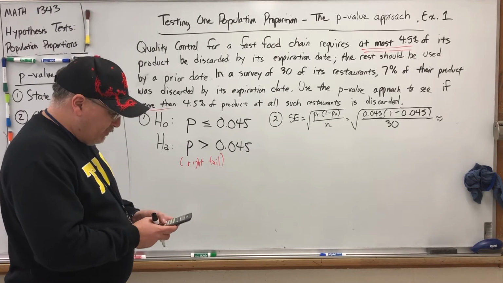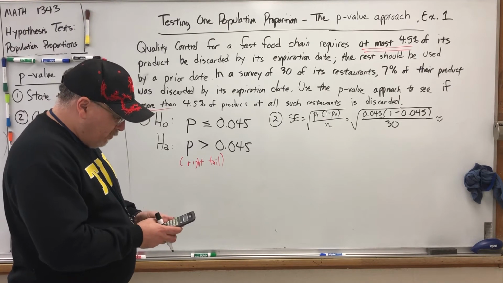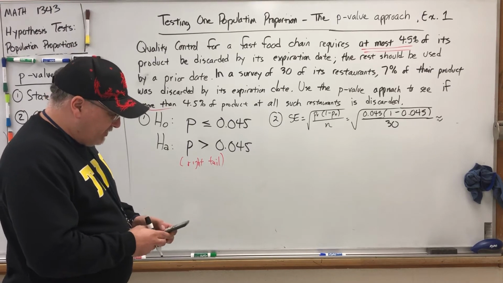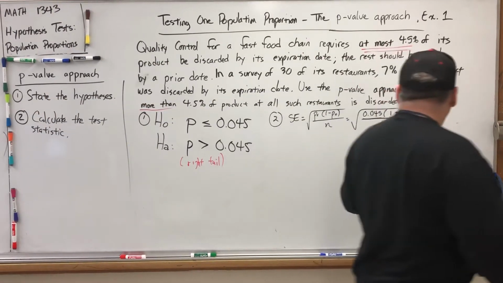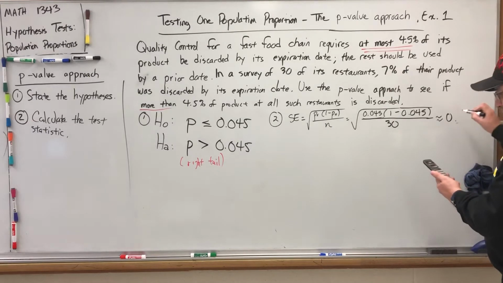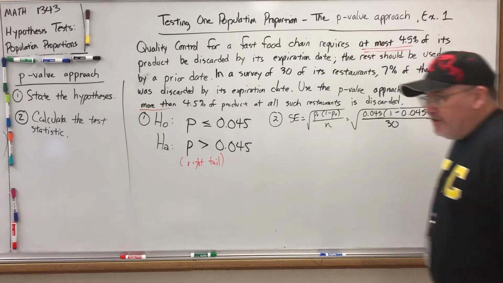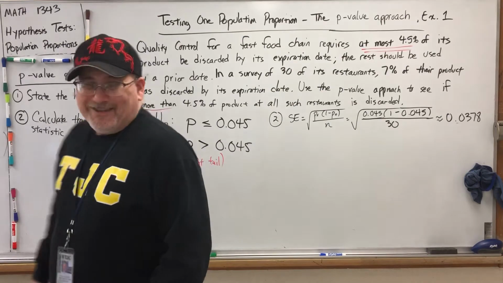0.045 times parentheses 1 minus 0.045, close parentheses, divided by 30 equals, and then square root that. To 4 decimal places, I get 0.0378. Let me do that again and make sure I didn't mispress a key. Same answer. So either it's right or I made the same mistake twice.